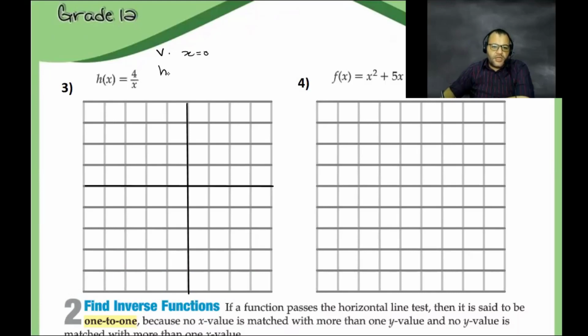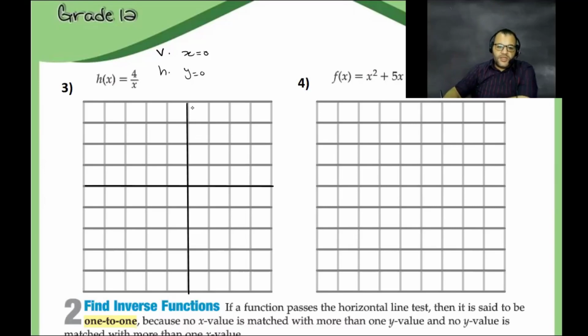What is the horizontal line? Because the degree of the numerator is smaller than the degree of the denominator, it will always be y equals 0. If the degree of the numerator is equal to the degree of the denominator, just take the leading coefficient divided by the leading coefficient.